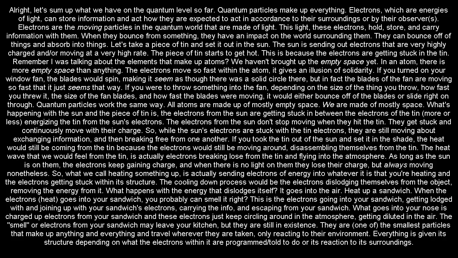Let's take a piece of tin and set it out in the sun. The sun is sending out electrons that are very highly charged and are moving at a very high rate. The piece of tin starts to get hot. This is because the electrons are getting stuck in the tin. Remember, I was talking about the elements that make up atoms. We haven't brought up the empty space yet. In an atom, there is more empty space than anything. The electrons move so fast within the atom, it gives an illusion of solidarity.